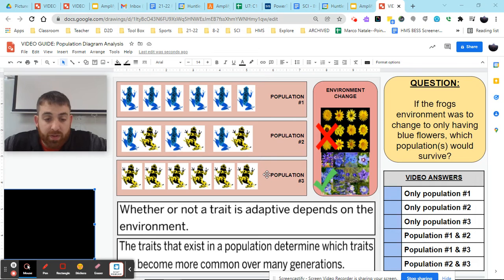In terms of population 3, because we have all yellow frogs, the only traits that are going to become more common are the yellow frogs. But because the environment's all blue, they will no longer survive because of that non-adaptive trait.